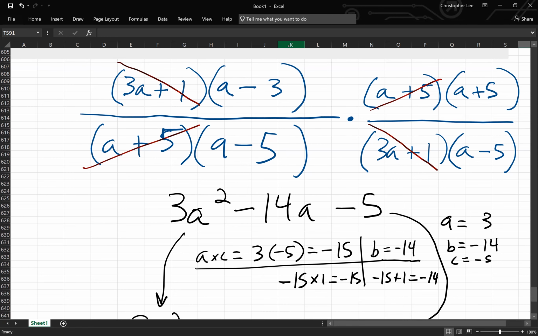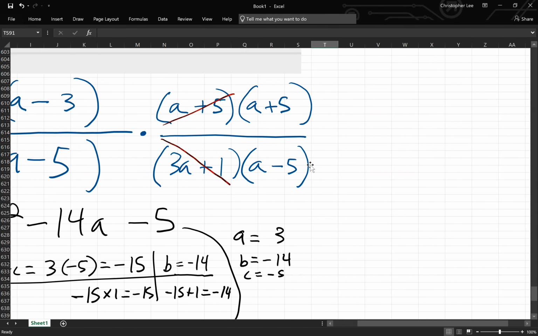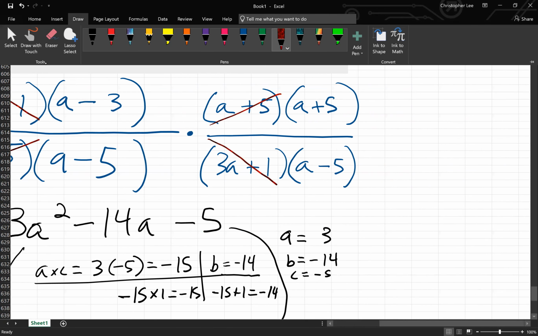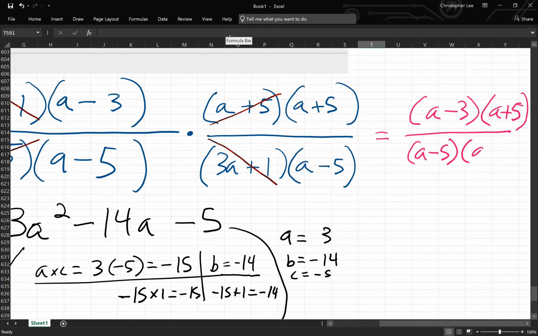Yeah. So final answer. I'm going to just write this to the side over here because I'm running out of space. Hold up. I'm going to do it in pink also. All right. So I have a minus 3 times a plus 5 over a minus 5 times a minus 5. That's my final answer right there. All right. Notice how I leave it factored like that, right? That's how I want my answers, right? Leave them factored just like that. And that's it.